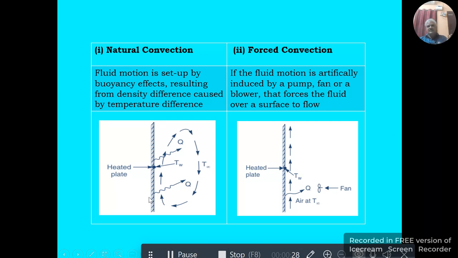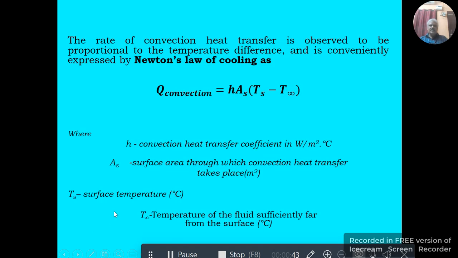Whereas in forced convection, an external agency is required for the heat transfer to take place between the surface and the fluid. A fan or blower is required for the heat transfer to happen. The law which governs convection heat transfer is Newton's law of cooling, which is given by Q convection is equal to hAΔT.